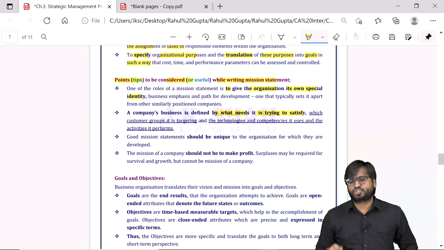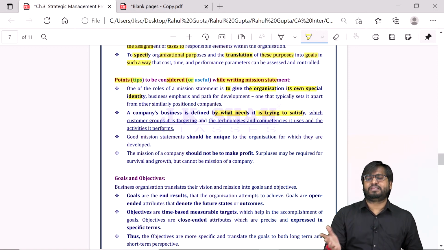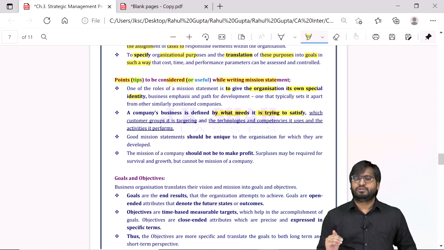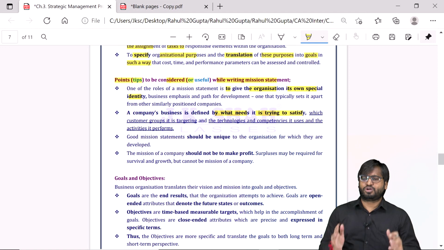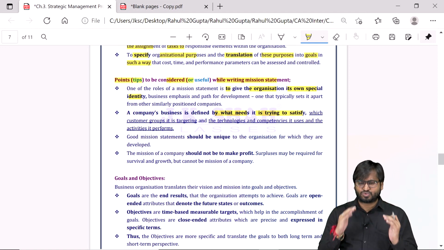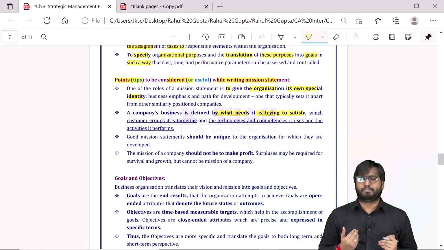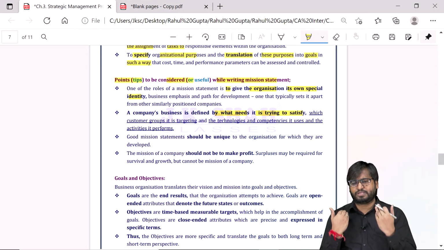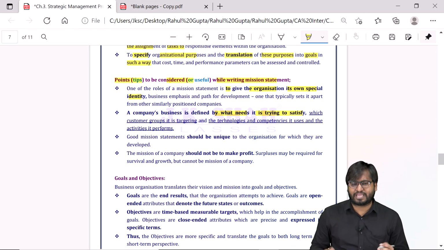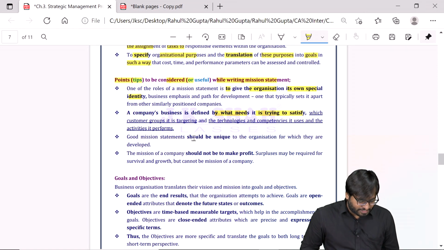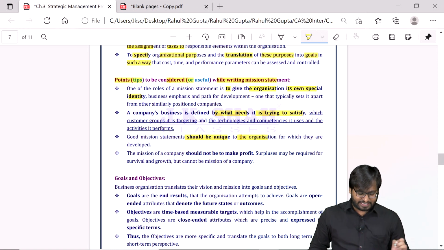Third, it should not be copied from someone else. It should be unique to your own organization. Just because you are a car manufacturing company, do you think you should copy the mission of a competitor? No, your mission should be unique. It should be to your own self. A good mission statement should be unique to the organization.